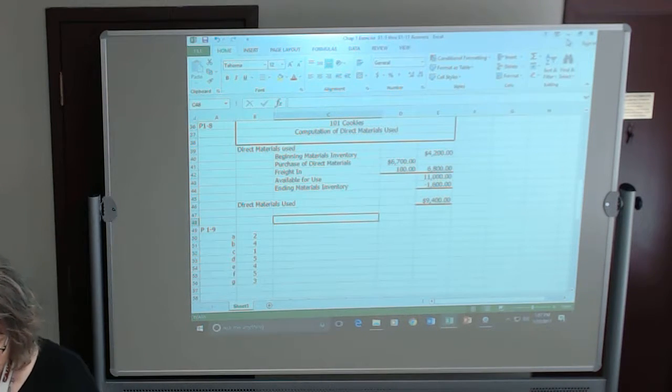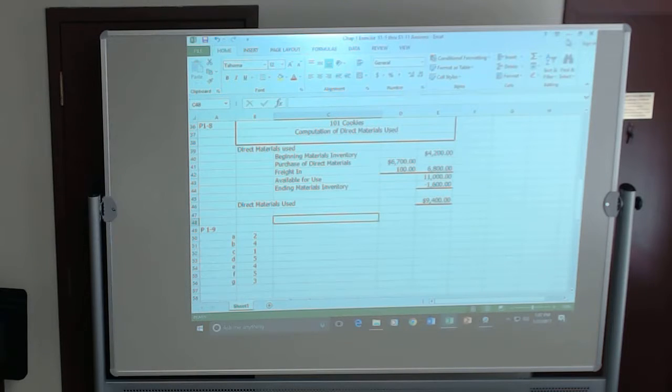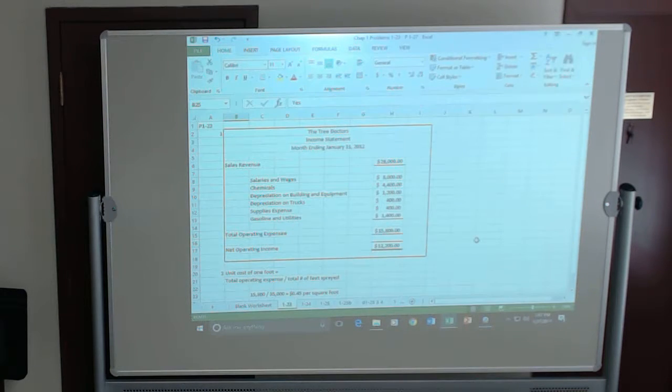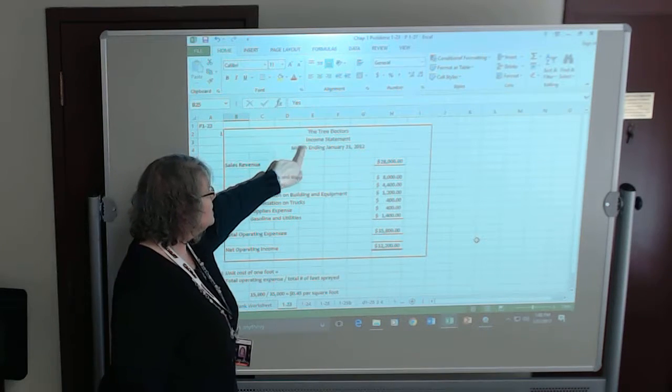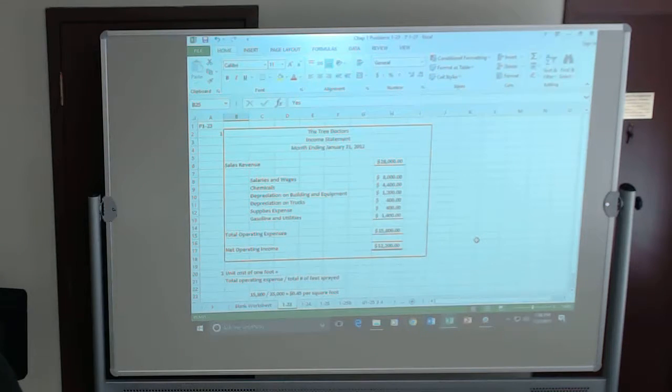The tree doctors provide tree spraying services in a company's home county. Ivan Peters, the owner, incurred the following operating costs for the month of January 2002. So the first thing you're going to do when you set up your sheet is put the name of the company and that this is an income statement with the month ending January 31st. The reason we do this is because then anytime somebody picks this up, they know exactly what they're looking at.